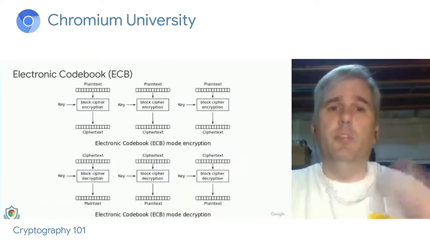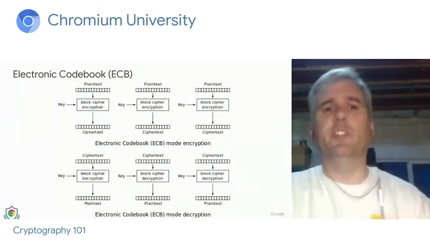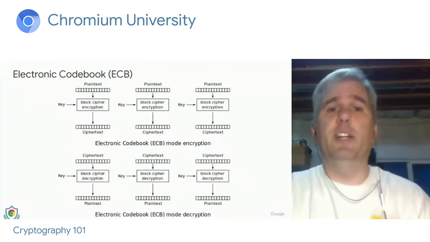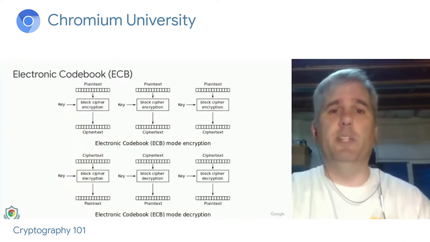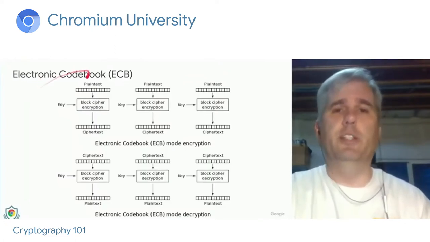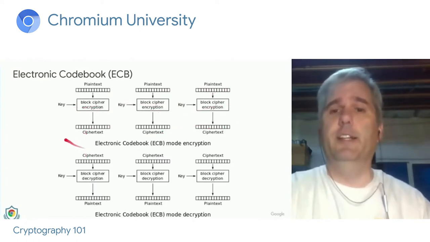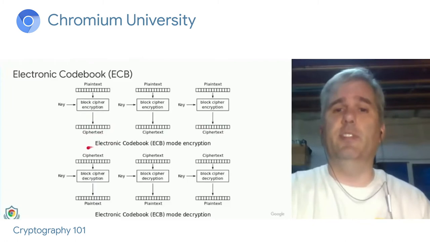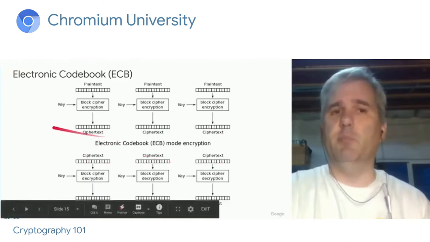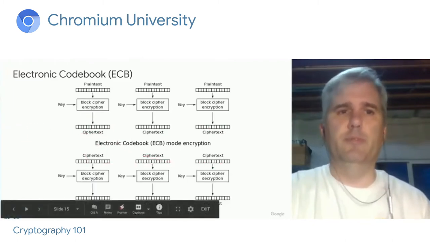So we have a block cipher. Now that we have a block cipher, how do we use it? The simplest method is called electronic codebook. You take your plaintext, break it up into blocks, and encrypt it. You can do this in parallel if you have a lot of hardware. And then you get ciphertext, and you can decrypt it the same way in any order.